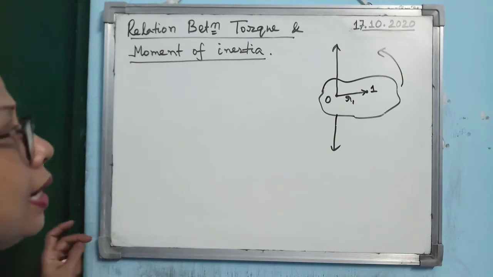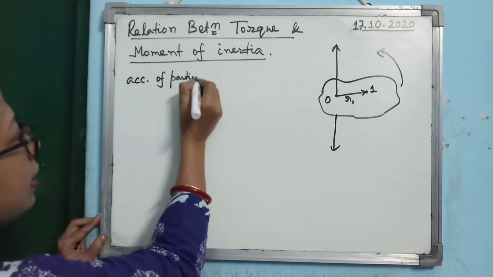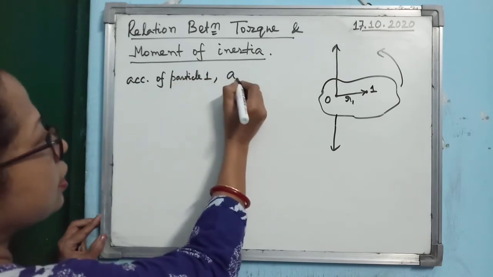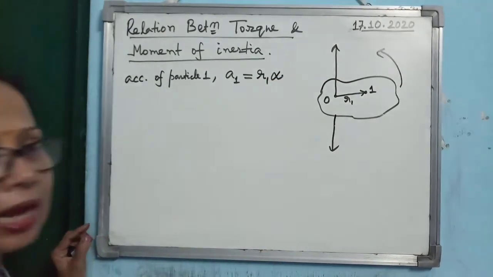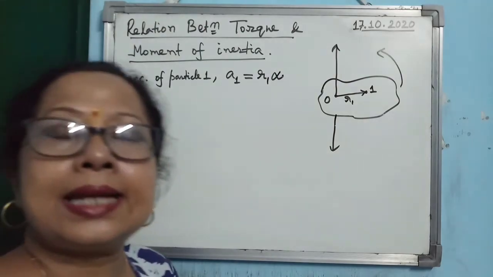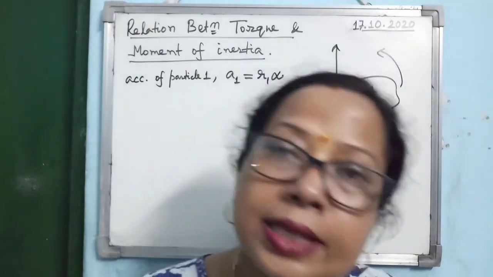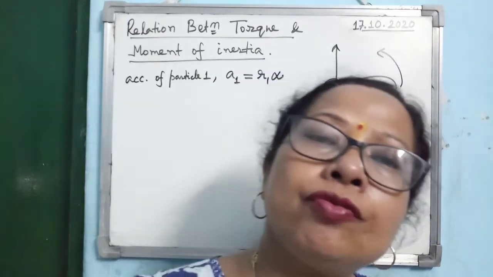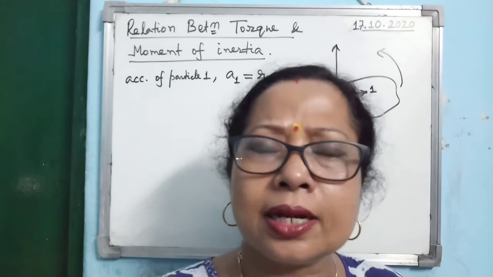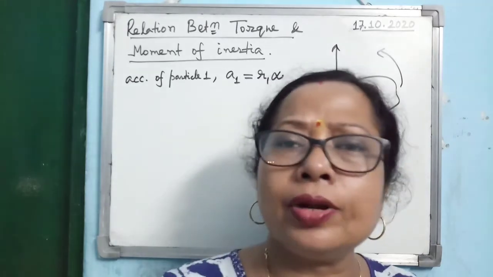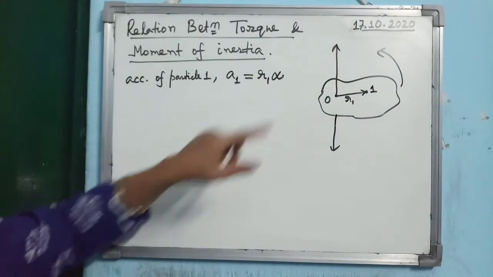Now if I consider only one particle which is at a distance r1 from the axis of rotation, then the acceleration of the particle, the linear acceleration, is given by r1 into alpha. Is that clear? Remember that angular acceleration and angular velocity for all the particles will be the same. Not that different particles will move with different angular acceleration. Then the body will just get deformed, isn't it? So you see a1 is equal to r1 into alpha.